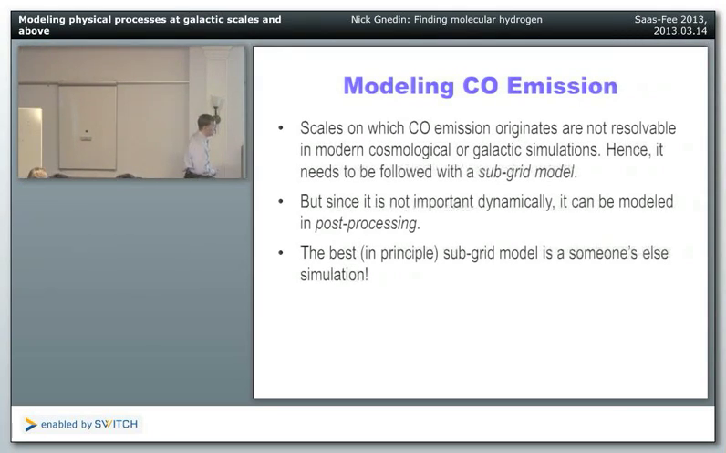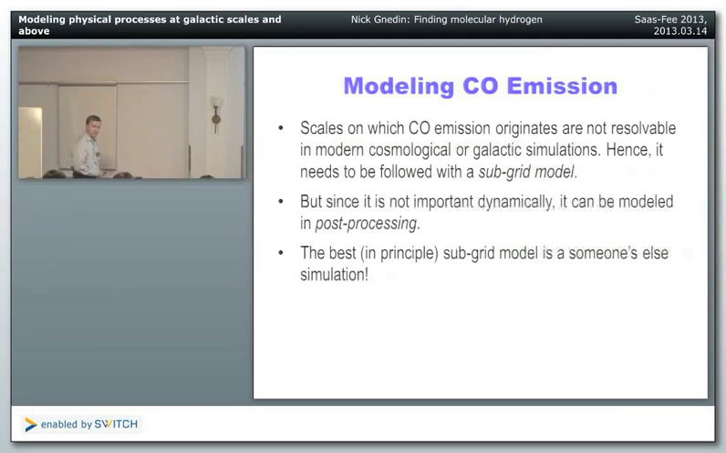But CO emission is not important dynamically. So what we can do is model this in post-processing. We run the simulation with all the dynamics that molecular hydrogen provides us, and then in post-processing, we can paint CO on the simulation outputs. And for that, we need a subgrid model, because we can't resolve those scales.